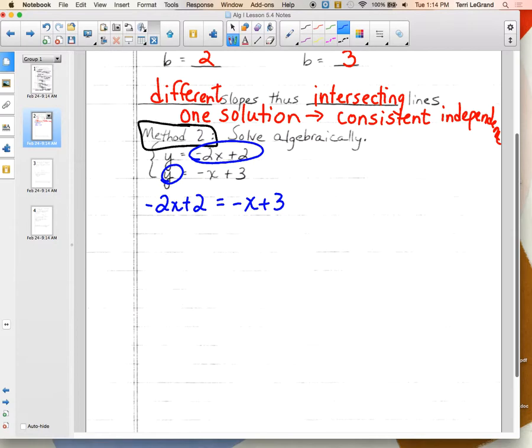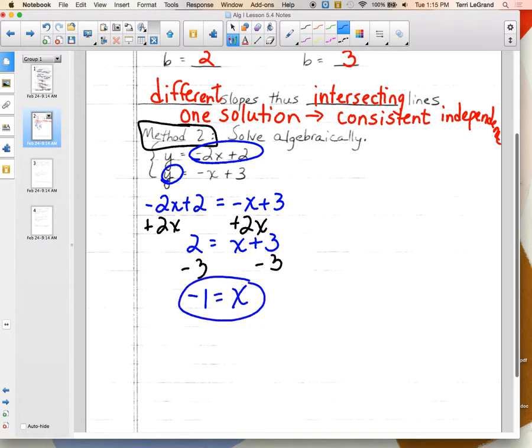Go ahead and solve that, because you know how. Go ahead. I got x equals -1.